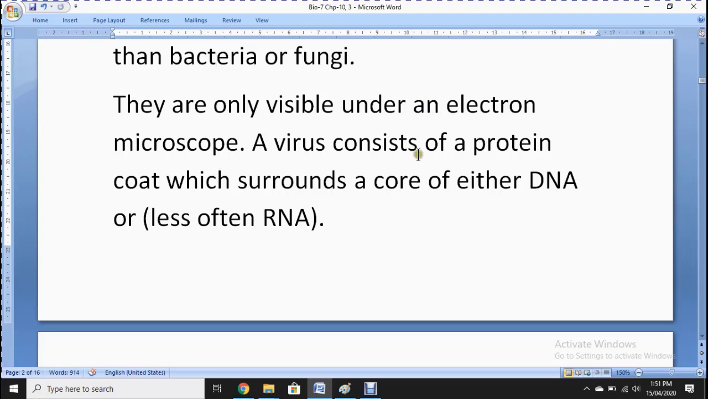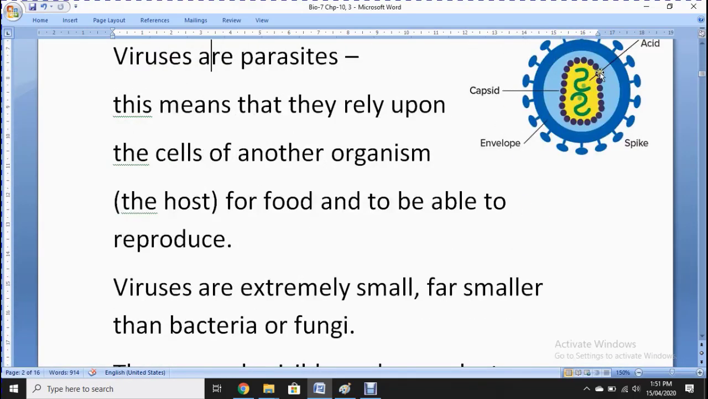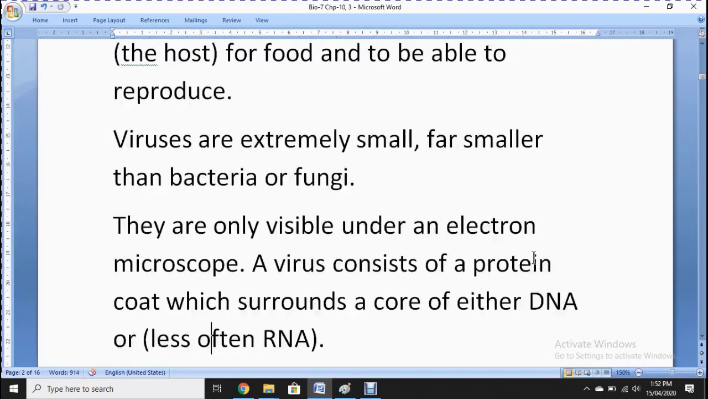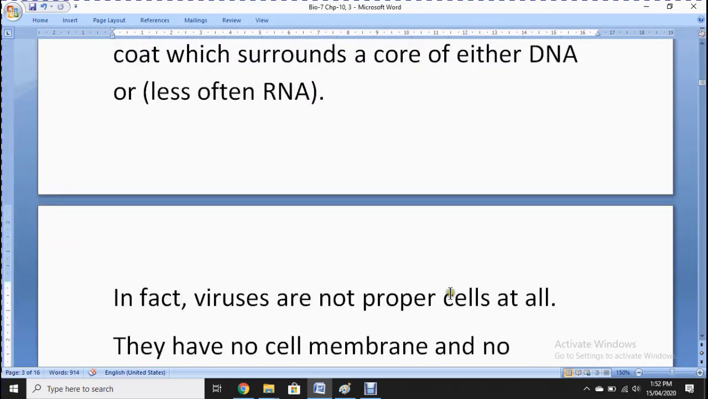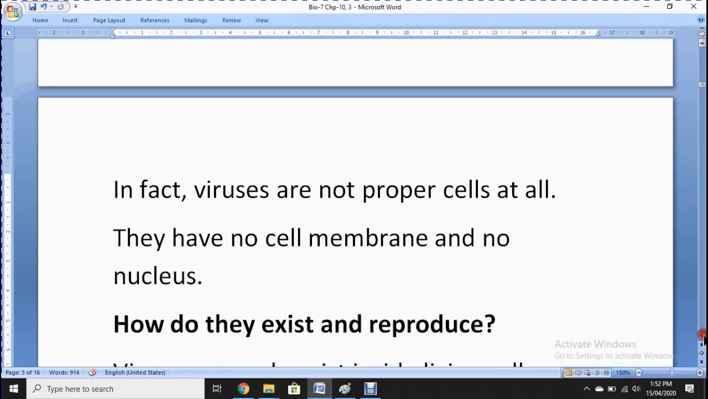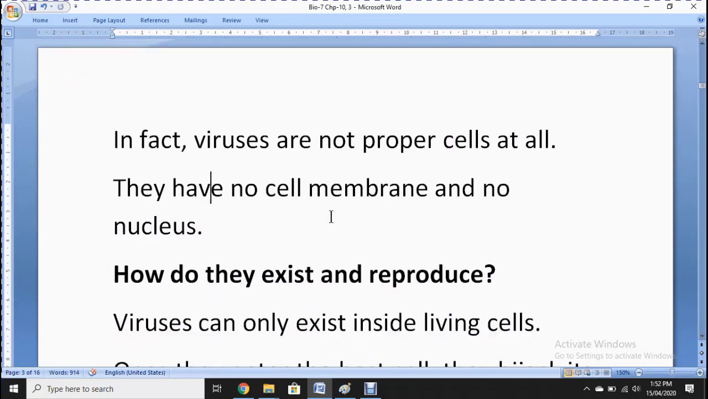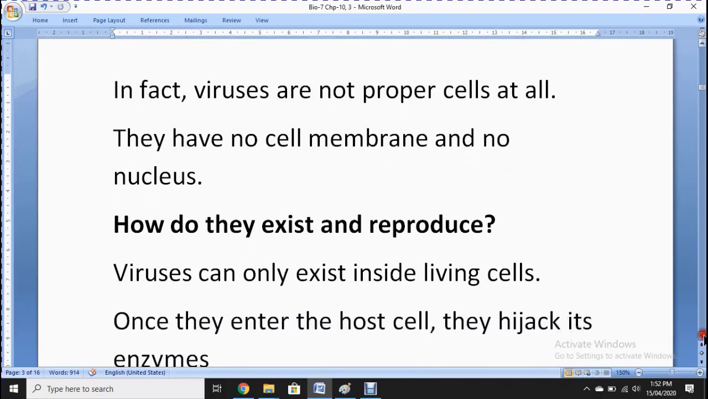A virus consists of a protein coat which surrounds a core of either DNA or, less often, RNA. You can see here this is the coat, and inside what's present is nucleic acid, or RNA. So it's mentioned here. In fact, viruses are not proper cells. Keep in mind, it's not a cell, they have no cell membrane and no nucleus, only a small amount of nucleic acid present inside them.